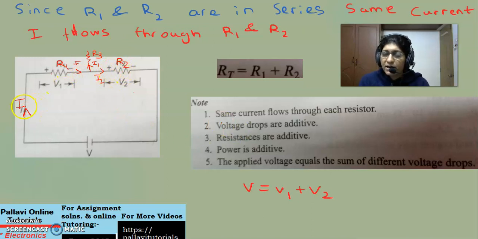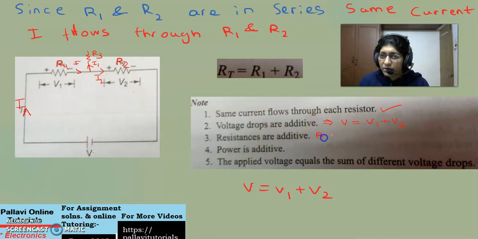So a very important condition is that for resistances to be in series, the same current should pass through them. The same current should pass through each resistor. What happens to the voltage drops? The voltage drops are additive, which implies V is equal to V1 plus V2. This V is the applied voltage.